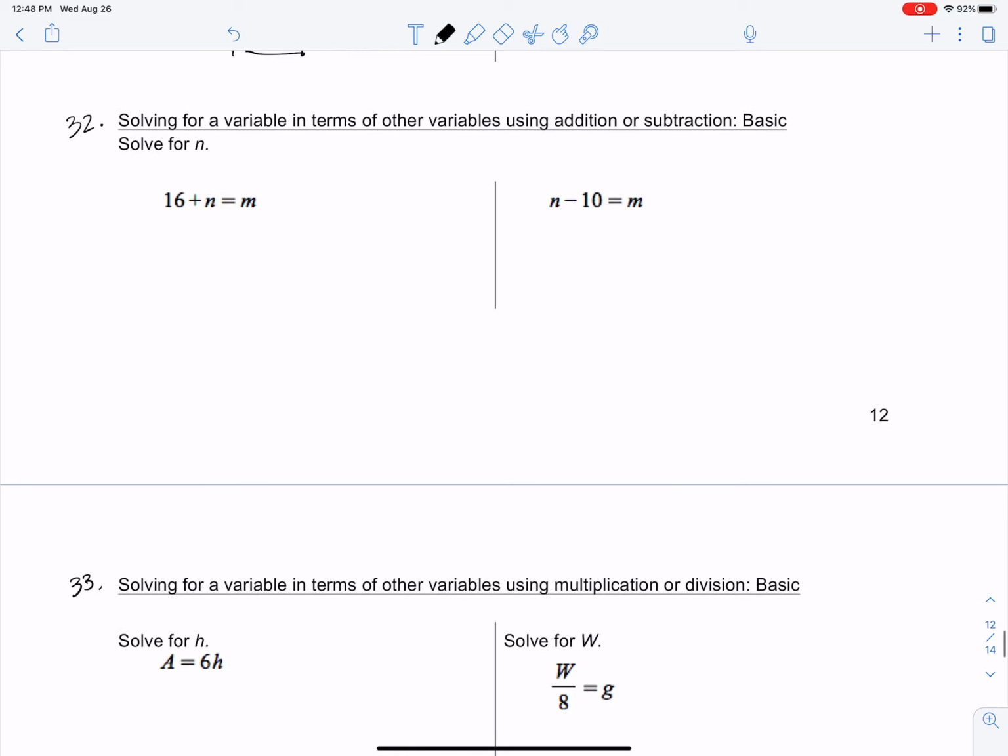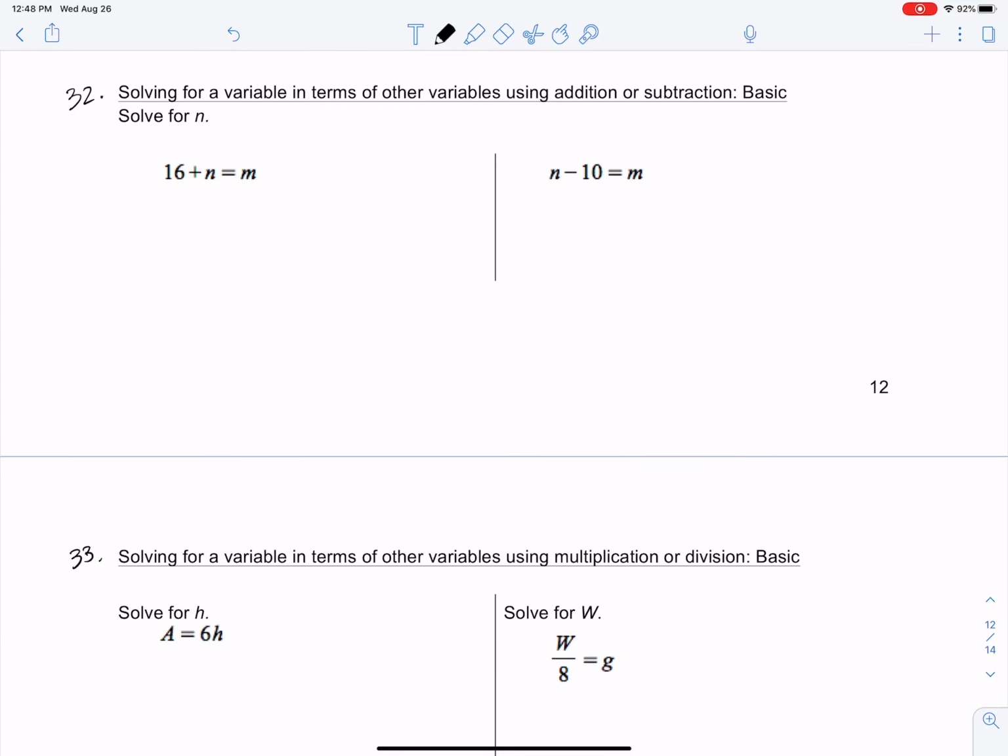Solving for a variable in terms of other variables using addition or subtraction, basic. Solve for n. Looking at this, I have 16 plus n equals m. All I want to do is isolate and solve for this variable. Don't be confused just because you have a variable over here, it does not really mean that much. Let's see an example right now. How can I get n by itself?